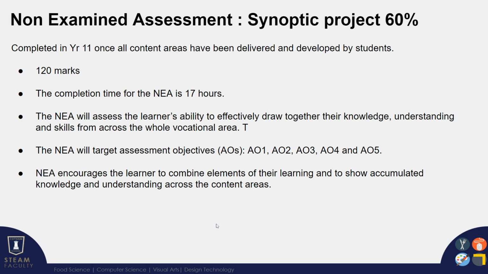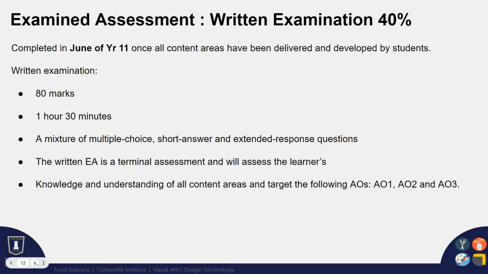This is 60%. It is completed in Year 11 once all 7 content areas have been learnt by students. There's 120 marks. The completion time is 17 hours, and the NEA will assess the learner's ability to effectively draw together their knowledge and understanding from across the whole vocational area. The non-examined assessment will target assessment objectives AO1 to AO5, and it encourages the learner to combine elements of their learning and to show accumulated knowledge and understanding across the content areas.